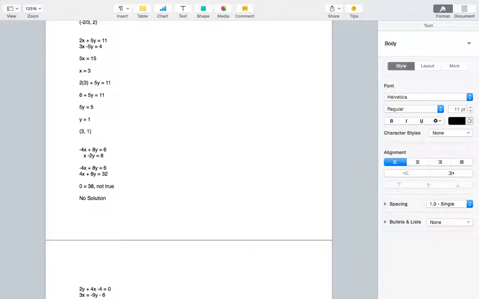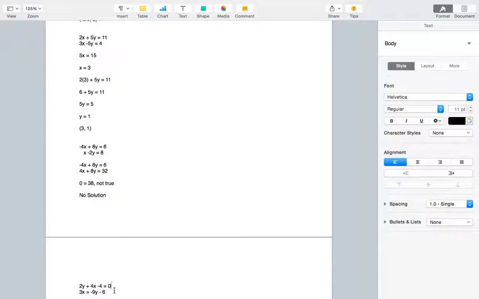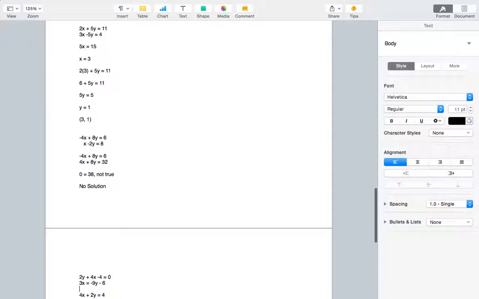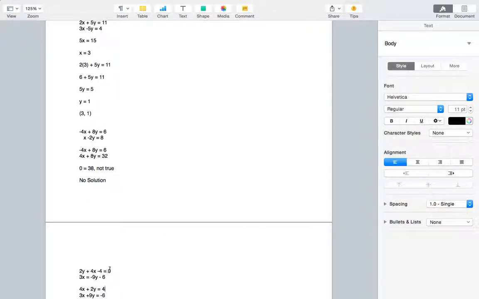Okay. 2y plus 4x minus 4 equals 0. 3x equals negative 9y minus 6. Now this one, you have to do something to both of them. First, rearrange it, and then multiply as needed to cancel terms. So rewriting, this becomes this. Now it's the same thing, it just looks nicer, it's a lot neater, and you can go ahead and see what you need to do now.